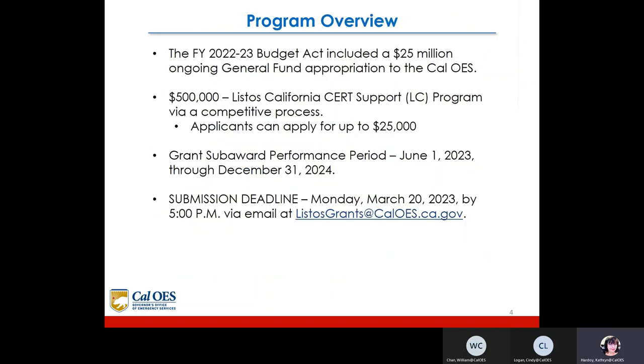For the program overview, the FY22-23 Budget Act included a $25 million ongoing federal fund appropriation to the CalOES. 500,000 is for the Listos California CERT Support LC program via competitive process. Applicants can apply for up to 25,000. Grant sub-award performance period is June 1st, 2023 through December 31st, 2024. This is a date to take note of.